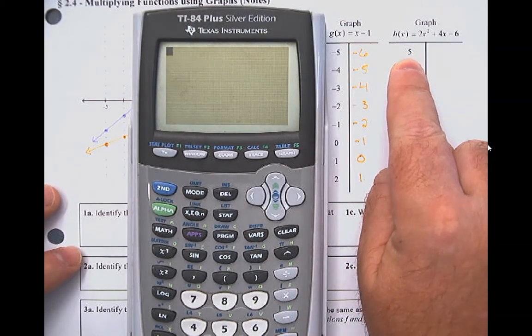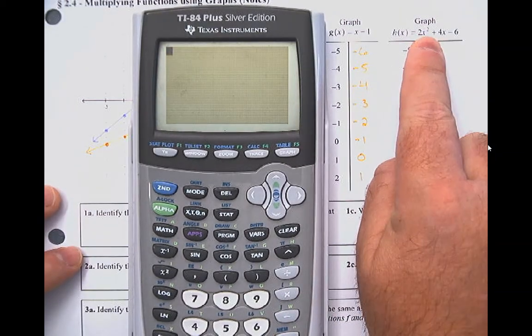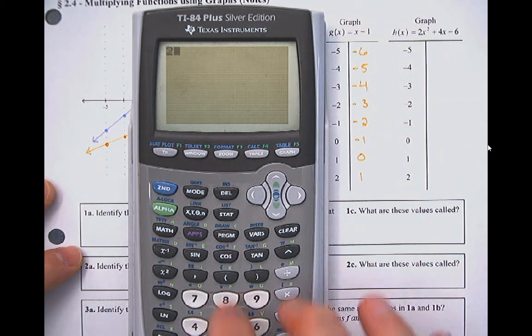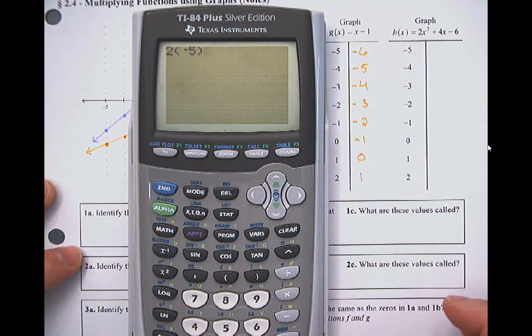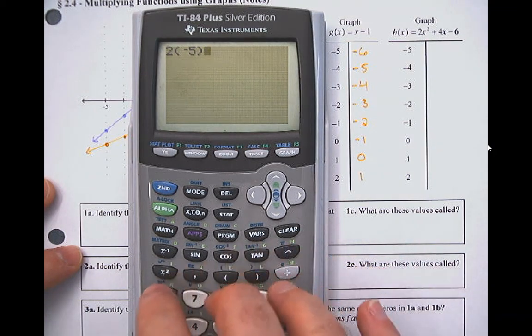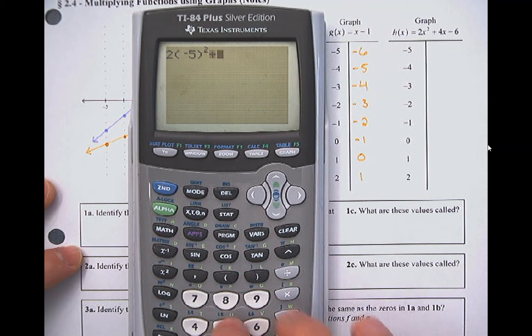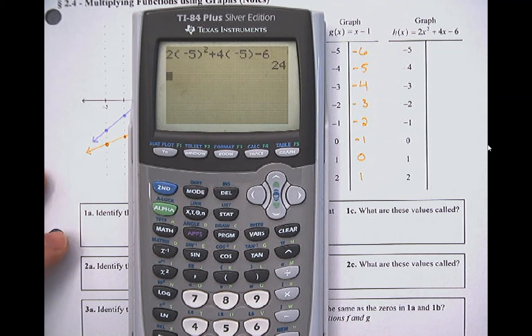So I would input -5 in for x. Remember that you're going to put parentheses around that. So 2 parentheses, -5 to the second, plus 4 times -5, subtract 6. That gives me a value of 24.